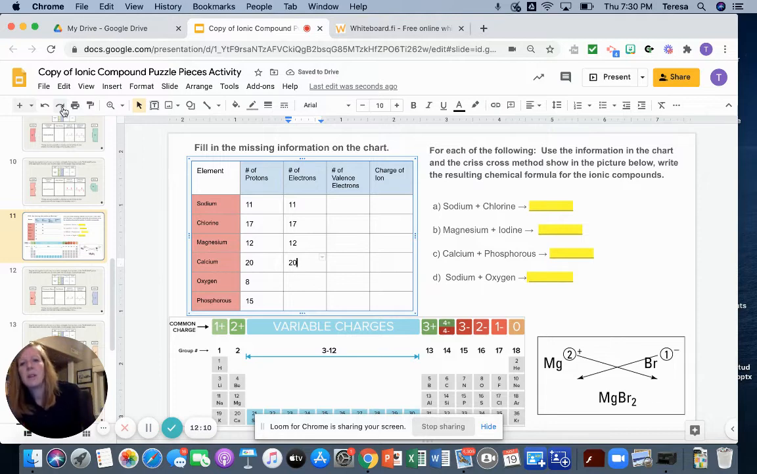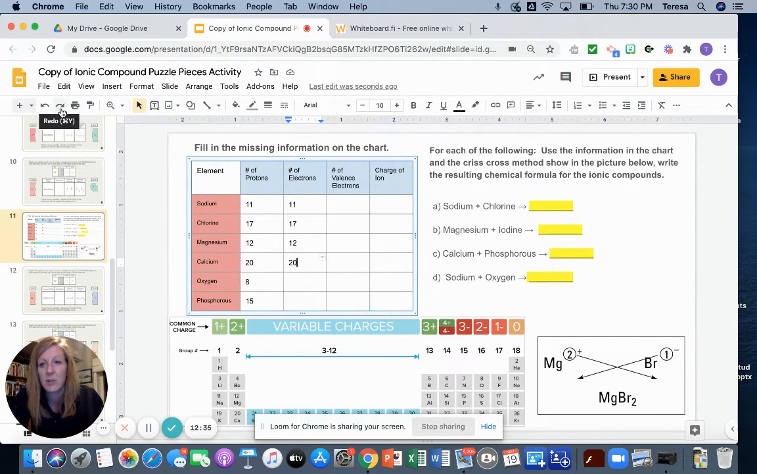Okay, once we fill out that whole chart on the number of electrons, then we're going to figure out the number of valence electrons. I talked about this at the beginning. The number of valence electrons has to do with what group our elements are part of. Okay, so sodium is in group 1. Remember, its symbol is Na. So that means sodium has 1 valence electron.